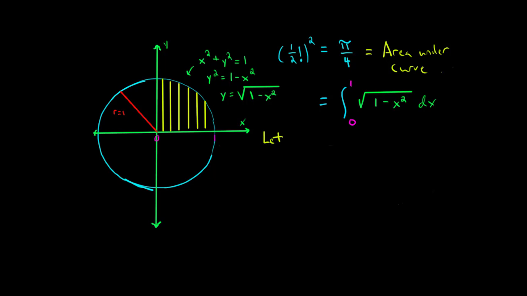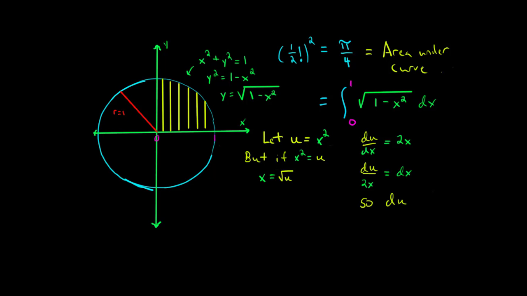And now I'm going to do a u substitution. Let's let u equal x squared. Then du dx equals 2x. We're flipping that around. du over 2x equals dx. But also, if x squared equals u, that's our u substitution, then x equals the square root of u. So we can write du over 2 radical u equals dx.